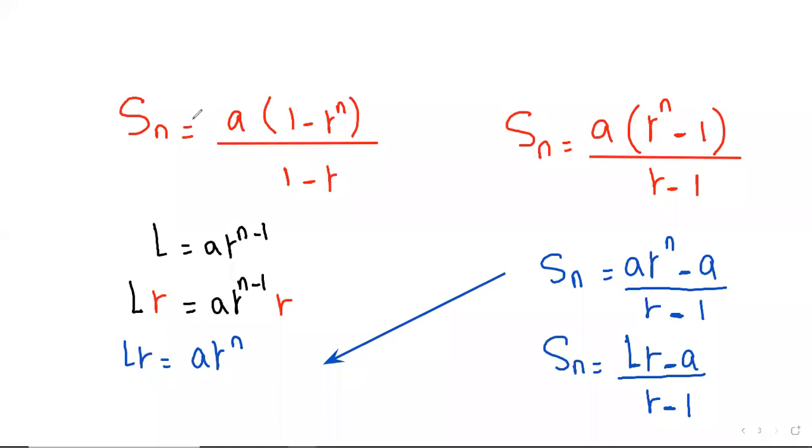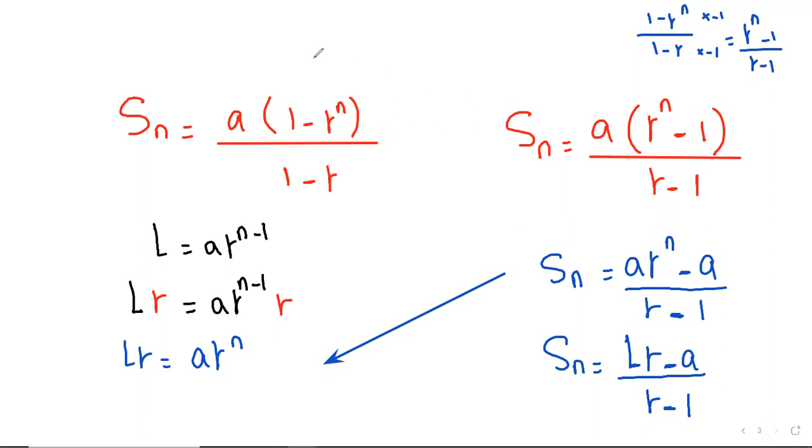So Sn equals A multiplied by (1 minus R to the power of N) over (1 minus R). We can switch the 1 minus R to the power of N. We can multiply by -1 at the top and -1 at the bottom. If you multiply it by -1 at the top and -1 at the bottom, you will get R to the power of N minus 1 and here minus 1.